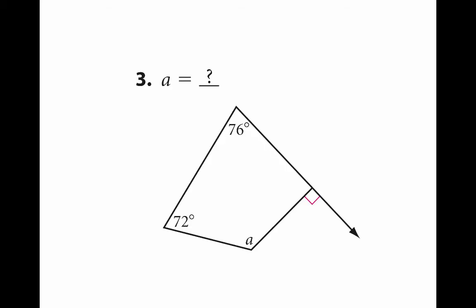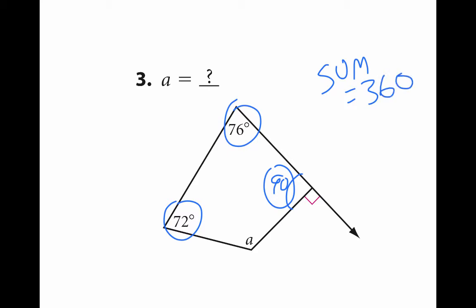Number 3, this angle here is 90 degrees, and when you add the 3 angles that we have now and subtract from our sum of 360, you get the resulting angle of 122 degrees.